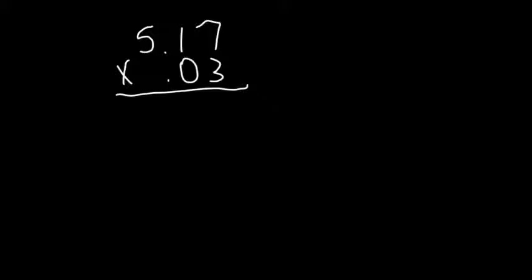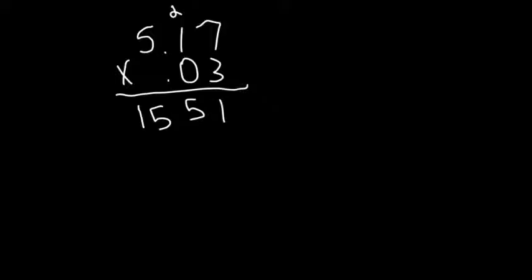So let's go over another example. We have 5.17 times 300. So again, just forget the decimals right now and start multiplying. 3 times 7 is 21. 3 times 1 is 3, plus 2 is 5, and 3 times 5 is 15.